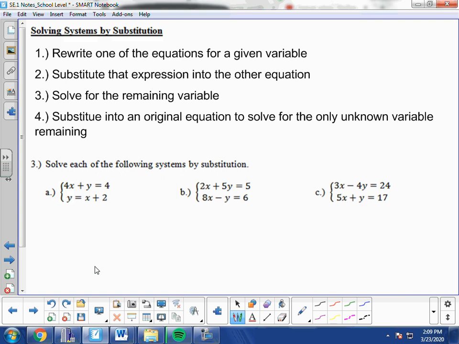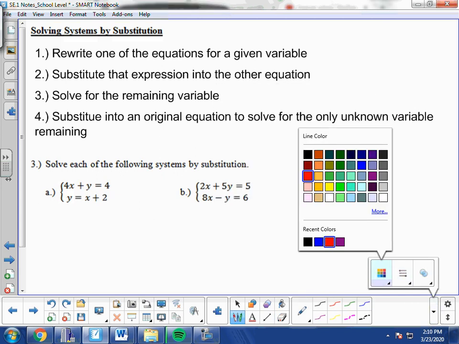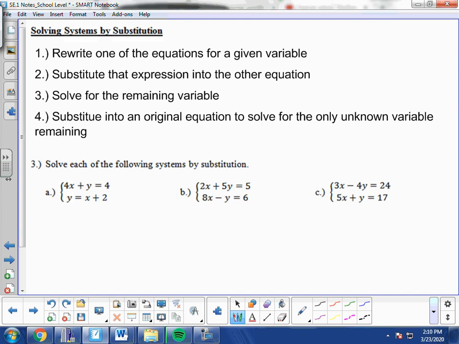The first problem, 3a. So in order to use substitution, we want to rewrite one of the equations for a given variable. Essentially, we want to get one of the variables by itself. Well, 3a, this is nice. Step number 1 is already done for us. The y is already by itself. So now we can go to step number 2, which is substitute that expression into the other equation. So what I want to do here is take what y is equal to, this expression x plus 2, and substitute it into y for the first equation. So remember, substituting is just replacing one variable or expression with another.